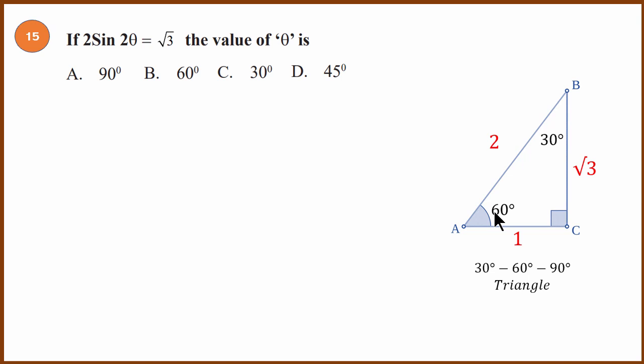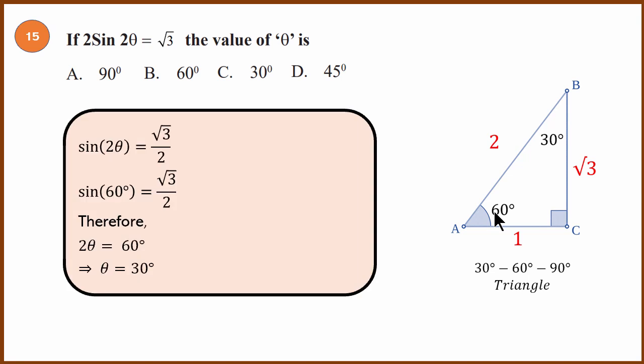Okay, so let us see. They have said that 2 sine 2 theta is root 3, that means sine 2 theta is root 3 by 2. Correct? Because the 2 on the left side goes to the denominator on the right side, so that is root 3 by 2. What is the value of sine 60? Sine 60 is also root 3 by 2. Opposite side is root 3, hypotenuse is 2.